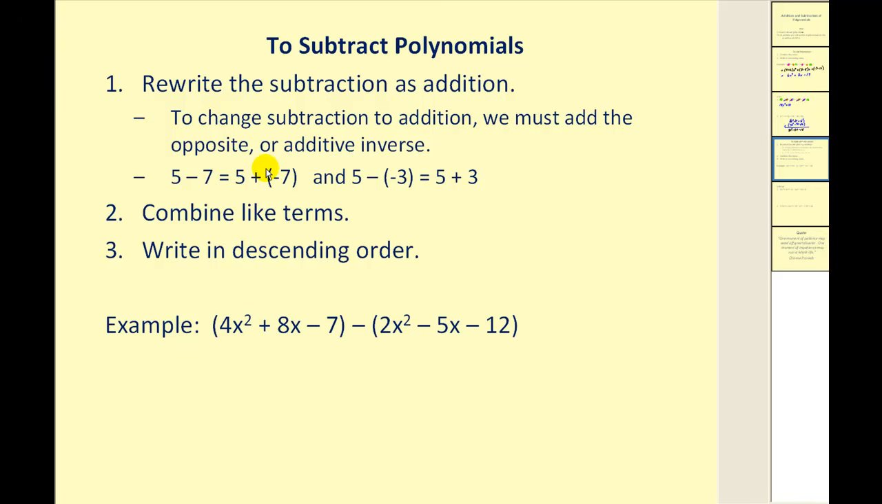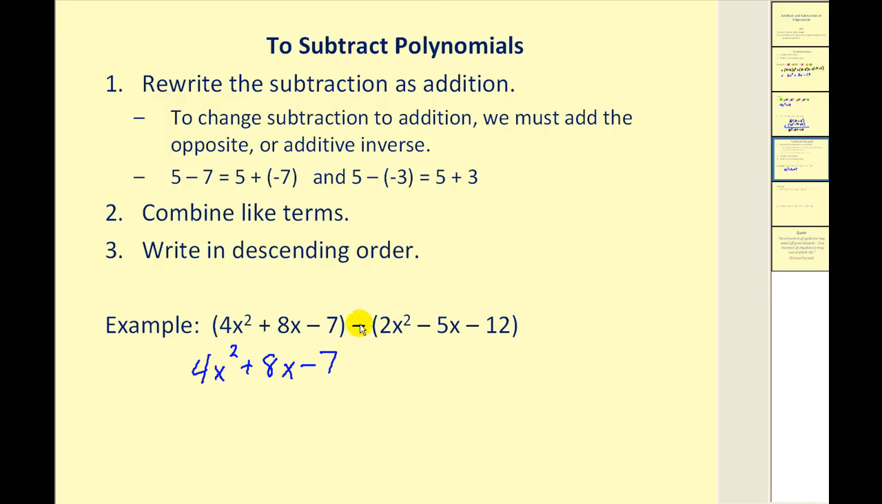So going back to arithmetic, remember that if I had 5 minus 7, I could write that as 5 plus negative 7. Or if I have 5 minus negative 3, that's the same as 5 plus 3. So once we rewrite the subtraction as addition, we combine like terms and write in descending order.